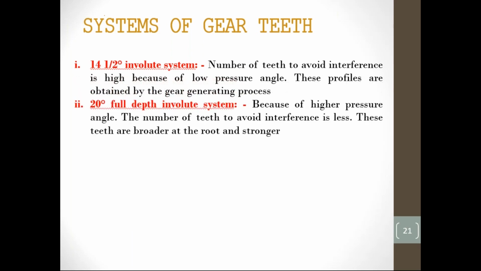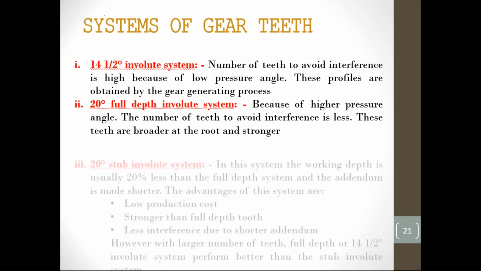Second system is the 20 degree full depth involute system. Because of the higher pressure angle, the number of teeth to avoid interference is less. These teeth are broader at the root and stronger.